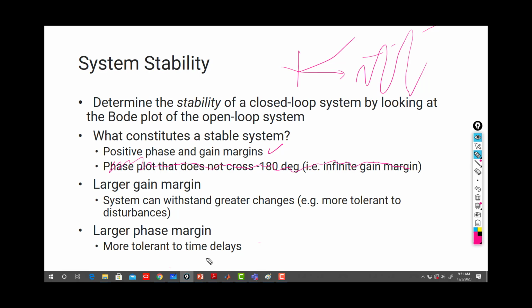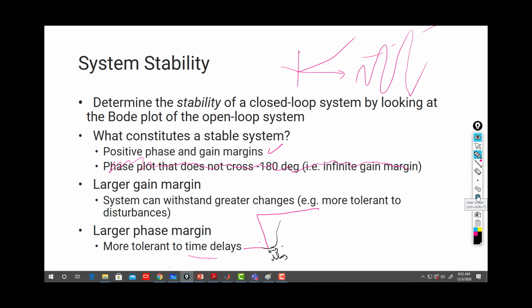Okay, and what's time delay? Disturbance we know, but what's time delay? For example, I apply a step and then my system will start responding maybe after some delay. In practice, you have some systems like this, which need some delay. This is in general undesirable and can lead to an unstable system if the delay is big. So if you have a larger phase margin, your system is tolerant to time delay. So that's how it's explained.